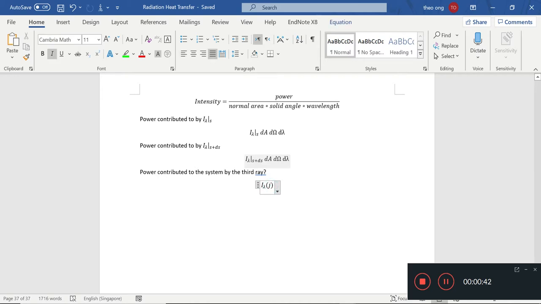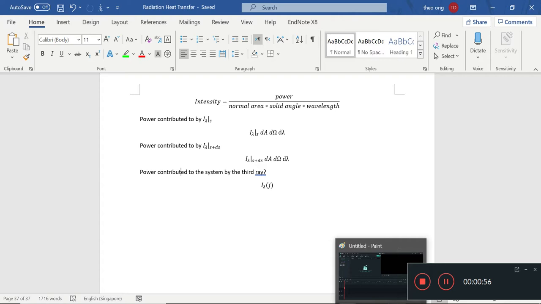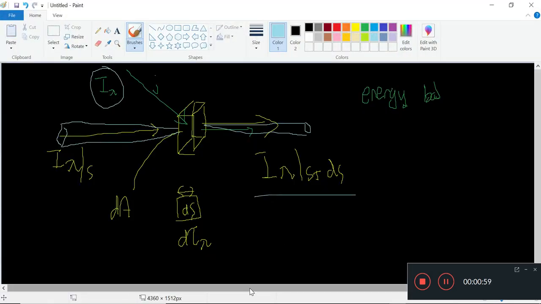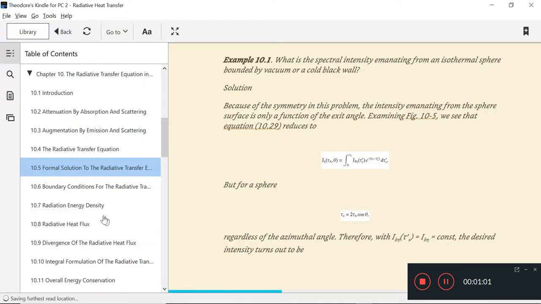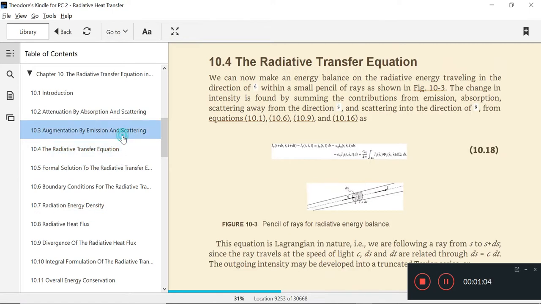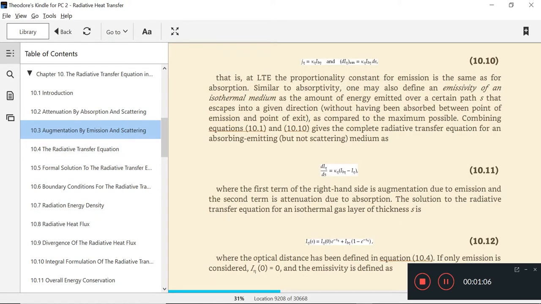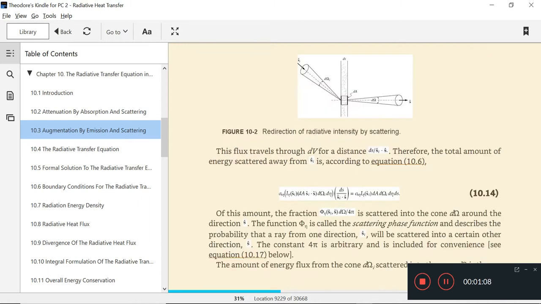Alright, so how do we quantify the power contributed to this system by the third ray? What is that power being contributed to? Well, there are two ways. We can just take a look at the textbook and go through that, or of course, it's basically the same content. I can either read off here, or we can draw a diagram.